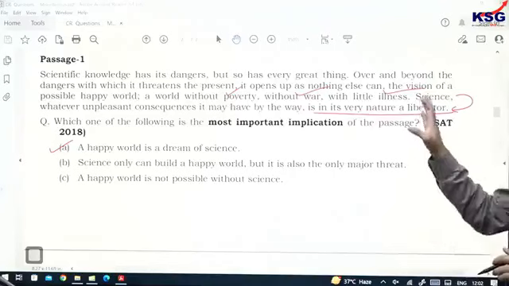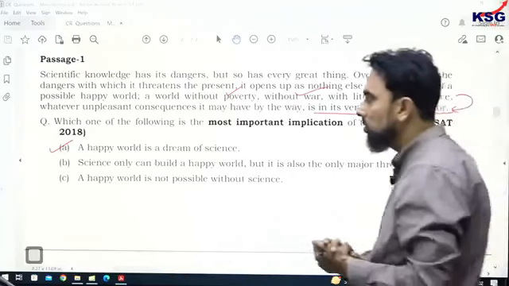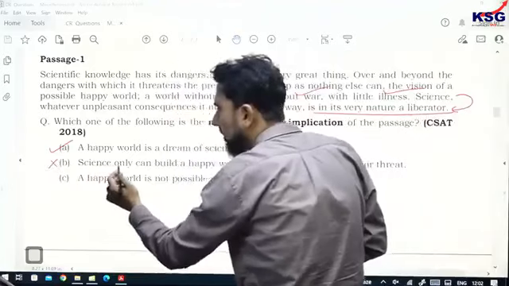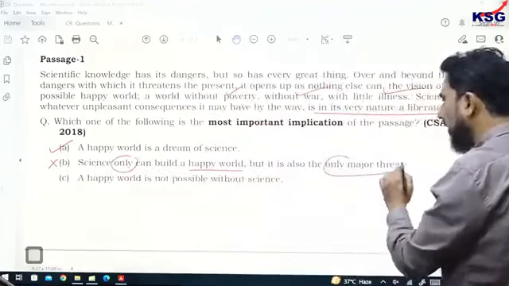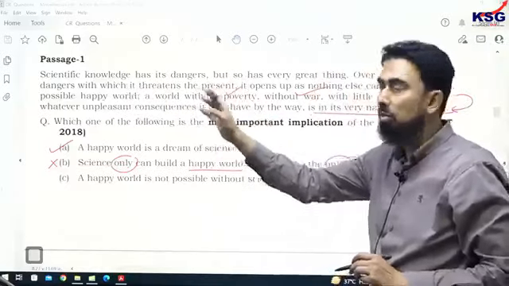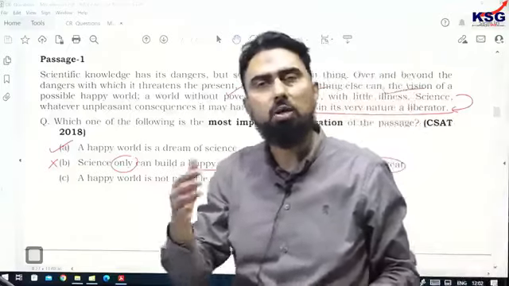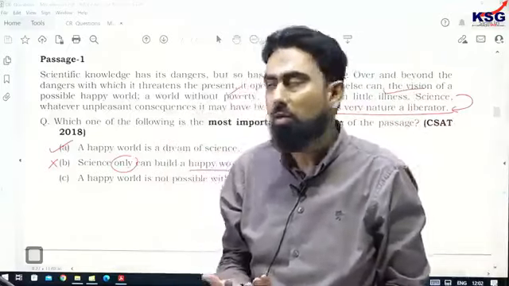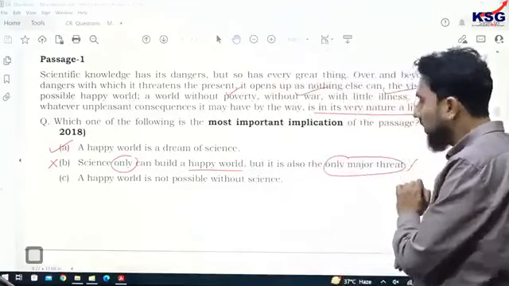The very nature, the instincts of science is that it's a liberator. Now, this B option is wrong because it says science only can build a happy world, but it is also the only major threat. In the very first line, author says scientific knowledge has its dangers, but so has every great thing. It means other great things also have their dangers, right? So science is not alone. So B is just going against that.